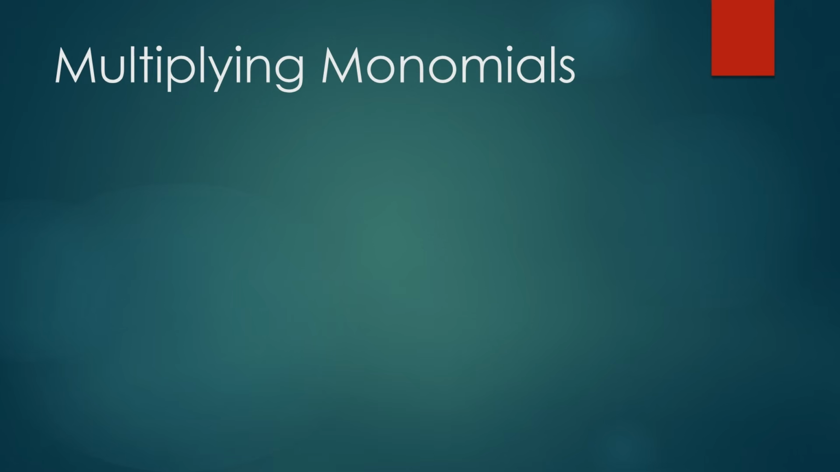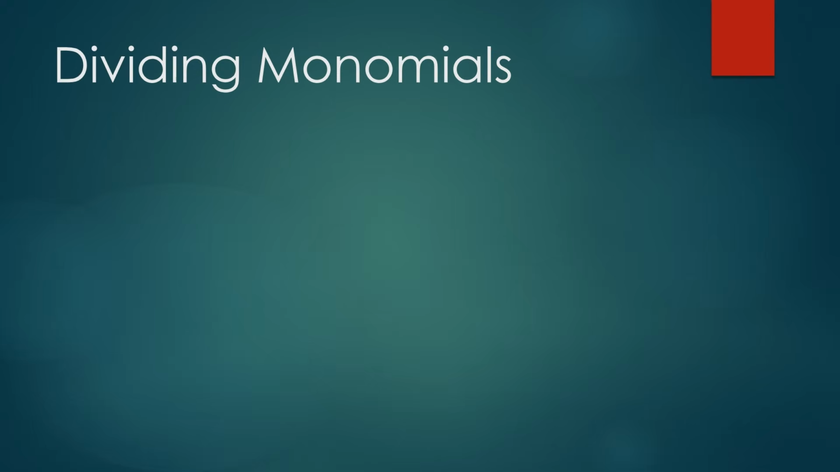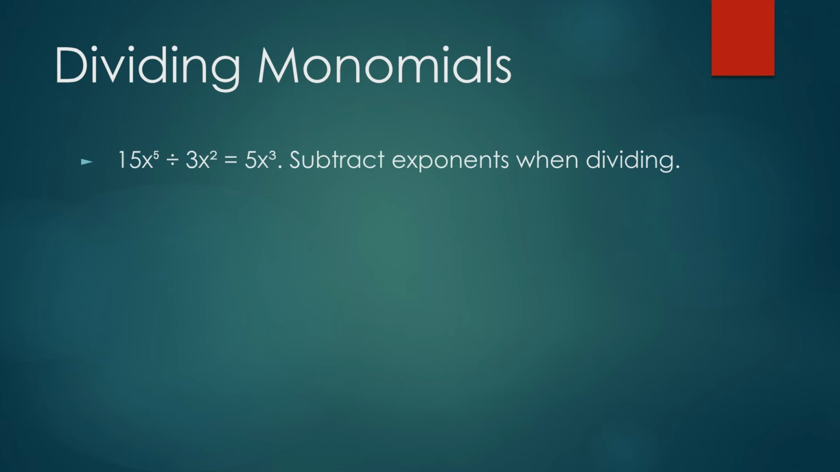When multiplying monomials, you multiply the coefficients and add the exponents of like bases. For instance, 3x² times 4x³ equals 12x⁵. To divide monomials, you divide the coefficients and subtract the exponents of like bases. So 15x⁵ divided by 3x² results in 5x³.